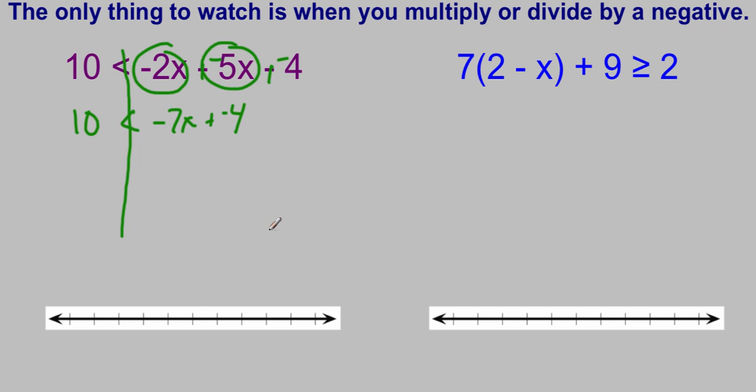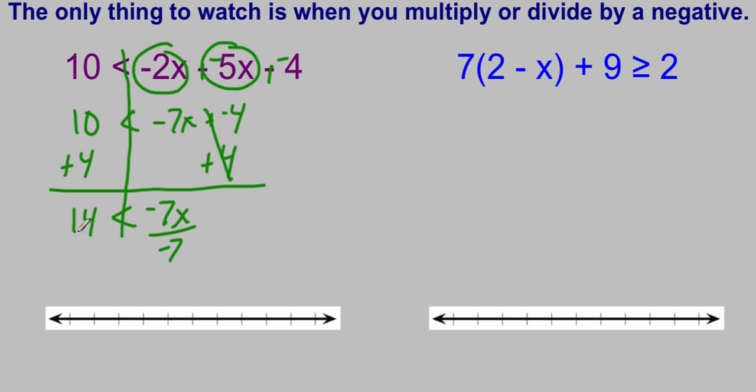Is greater than 10. Now we're going to get rid of our addition. Here we are adding a negative 4. So I'm going to add the opposite. I'm going to add a positive 4 to both sides. Or you can think of it as subtracting a negative, which is the same thing as adding a positive. So we are simplifying to negative 7x is greater than 14. Next step is I'm going to divide by negative 7 since they multiplied by it. A little alarm goes off that says, ooh, I divided by a negative, so I need to flip the inequality around. And I get x is less than negative 2.